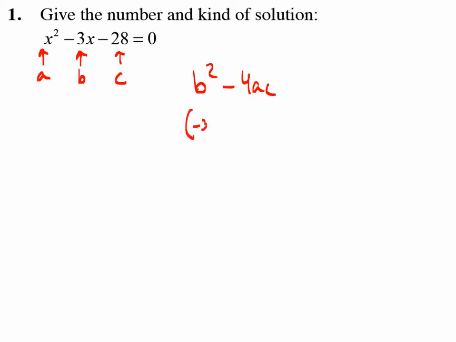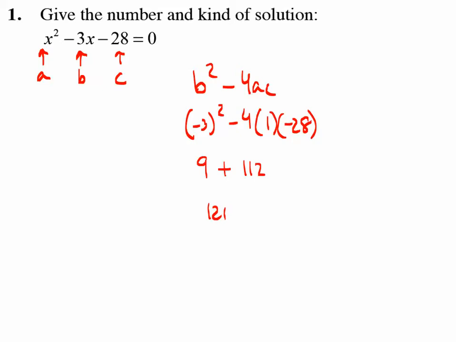So negative 3 goes in for the b, squared gives 9, minus 4 times 1 times the negative 28. How about a plus this time, right? Plus. Anybody know 4 times 28? I go with 112. Yep, plus 112. Add that together, so it makes, ooh, cool, 121.